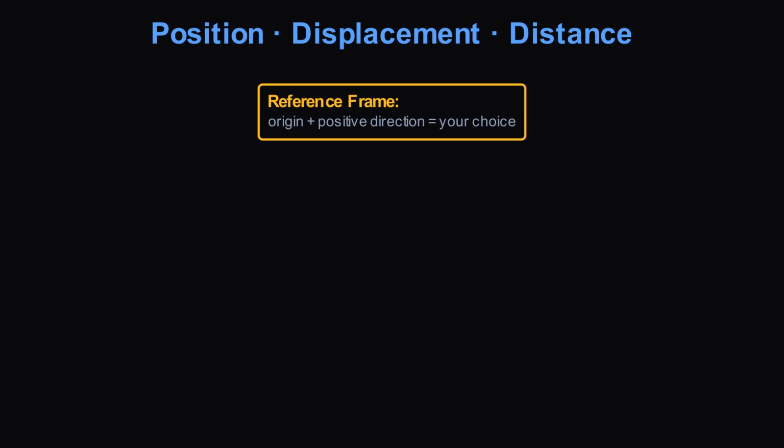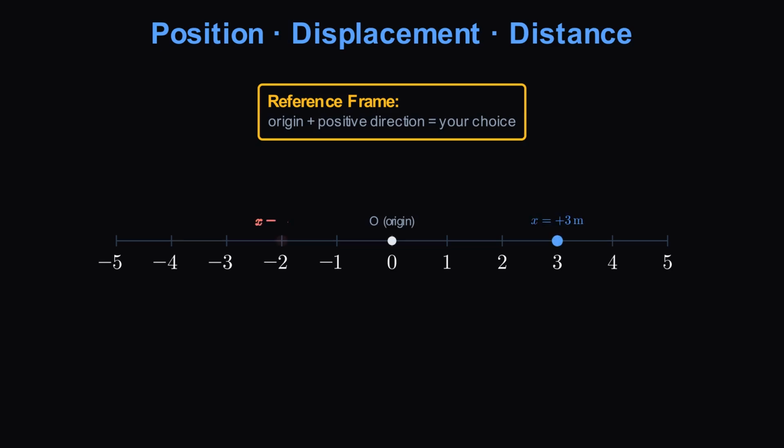The most fundamental question in kinematics is, where is the object? The position of an object is its location relative to a chosen reference point. We call that reference point the origin. We denote position with the symbol x. Its unit is the meter. Position can be positive or negative.